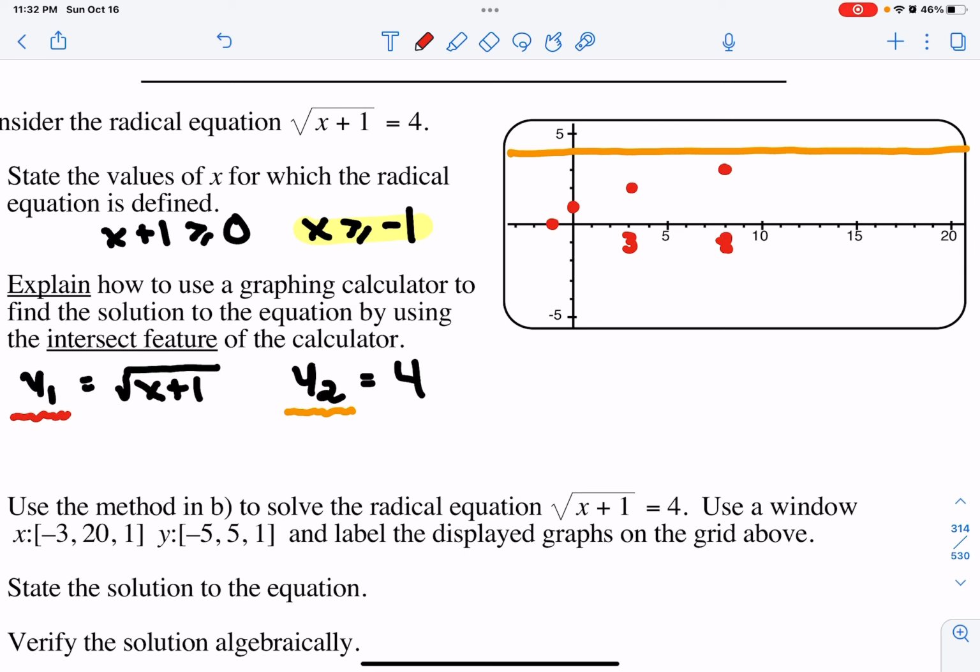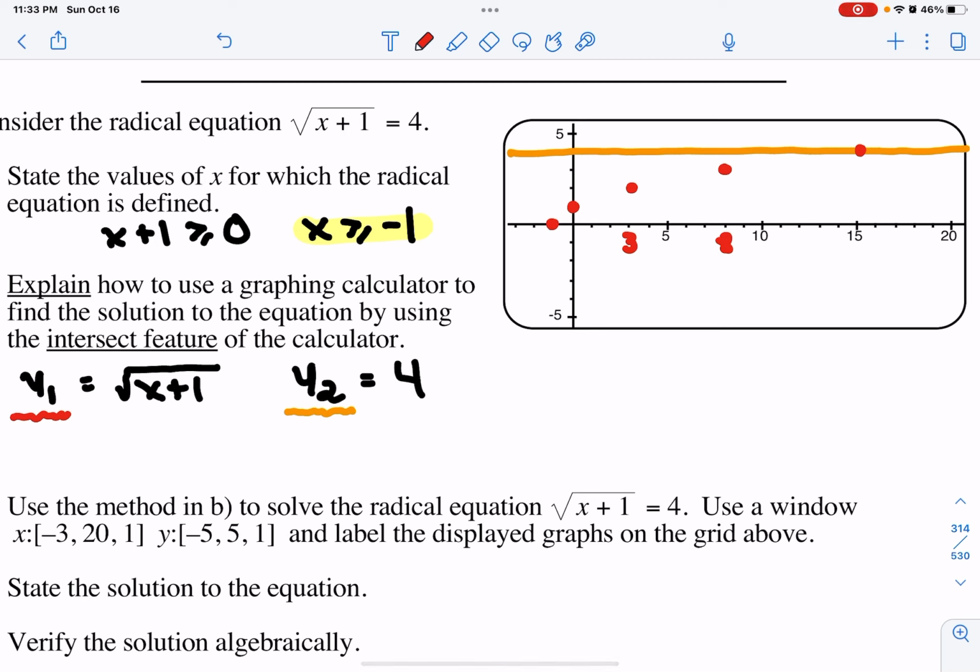I'm going to say, what if I do x is equal to 15? So if I go to x equals 15, well, 15 is here, but my point's not there. I go 15 plus 1, square root of 16 is equal to 4. Now, here's what happens in the graph.